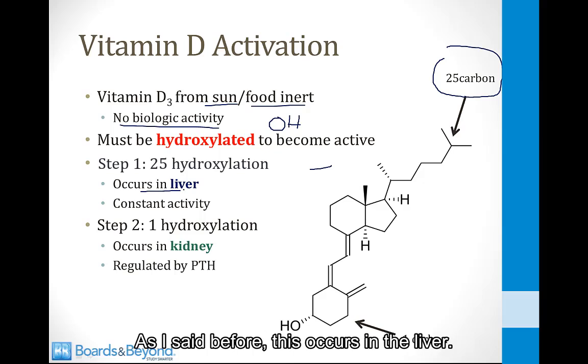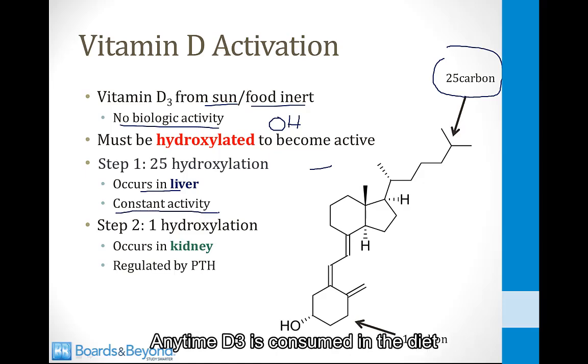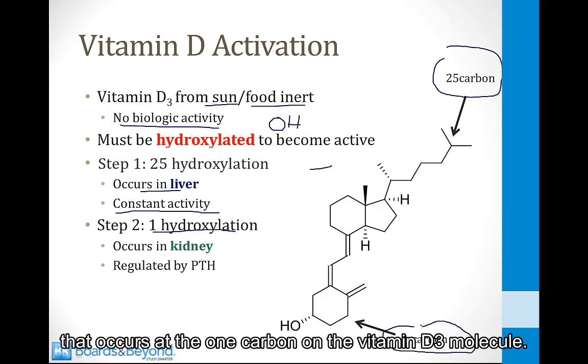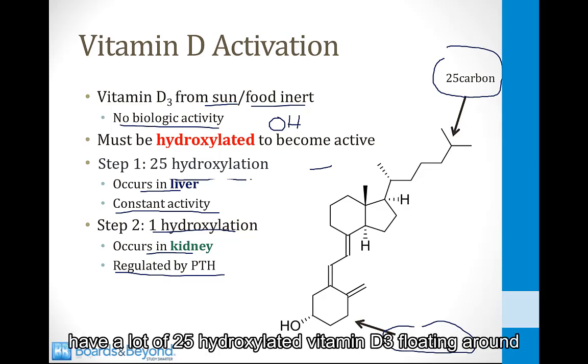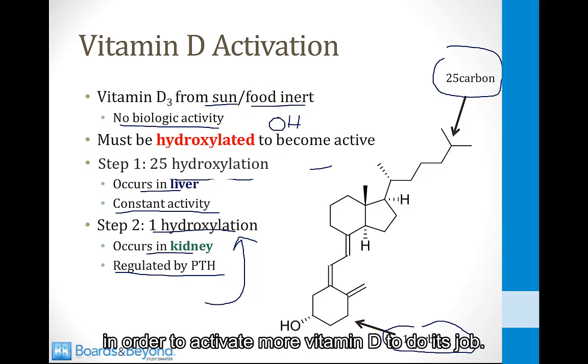As I said before, this occurs in the liver, and this is not under any type of hormonal control. It's constantly occurring. Anytime D3 is consumed in the diet or synthesized from sun exposure, the liver will hydroxylate it as soon as it gets the opportunity. The second hydroxylation is called a 1-hydroxylation. That occurs at the 1 carbon on the vitamin D3 molecule. This occurs in the kidney, and this is regulated by parathyroid hormone. What this means is that you're always going to have a lot of 25 hydroxylated vitamin D3 floating around in your body, and the kidney is going to selectively hydroxylate it at the 1 position as it needs to in order to activate more vitamin D to do its job.